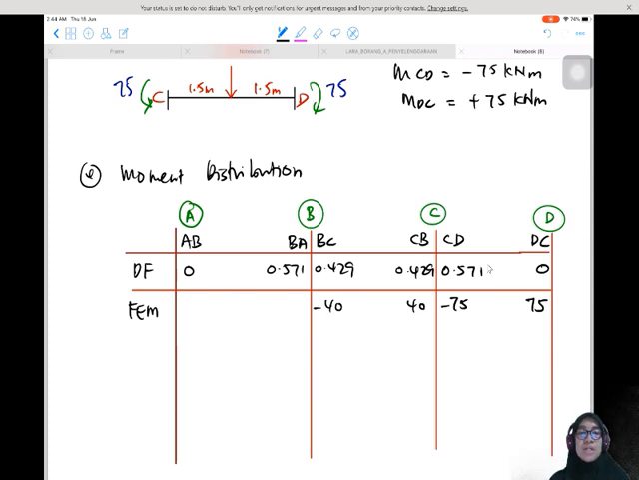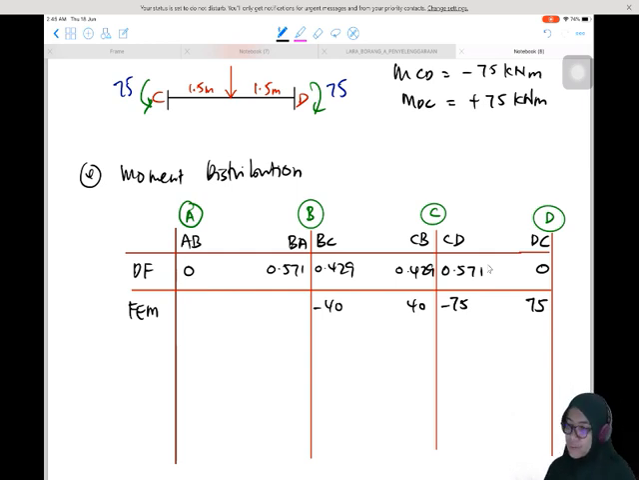Okay, after the distribution factor, we will put the first value of member end moment in the table. The value comes from the fixed end moment that we have just calculated. Since there is no external load on the member AB, the value is 0, and we do not write the 0 value in the table. So the fixed end moment for BC is negative 40, CB is 40, CD is negative 75, and DC is 75.